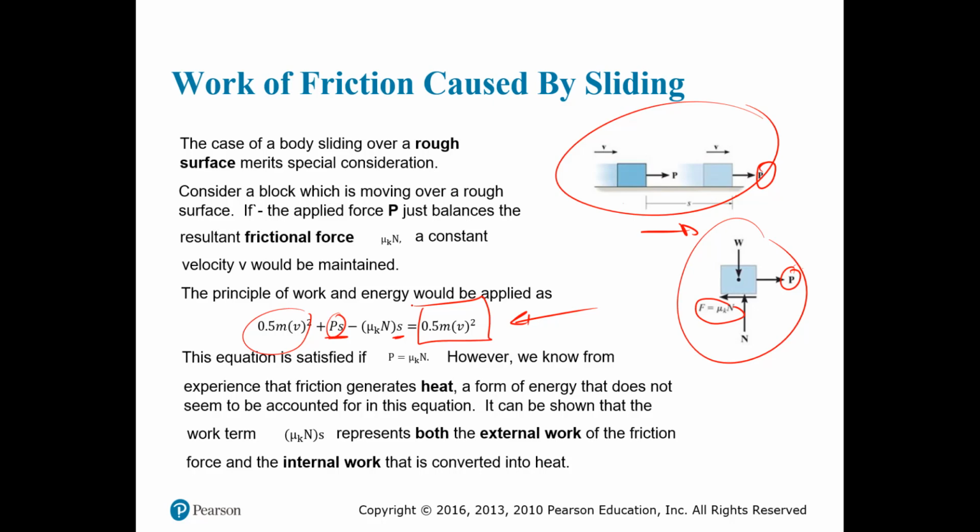So let's just read through this so we can make sense of ourselves. The case of a body sliding over a rough surface merits special consideration. Consider a block which is moving over a rough surface. If the applied force P just balances the resultant frictional force, a constant velocity will be maintained. Okay, the principle of work and energy is applied with the equation, and I just explained to you with the pictures what this is. You know, we know from experience that friction generates heat, a form of energy that does not seem to be accounted for in this equation.